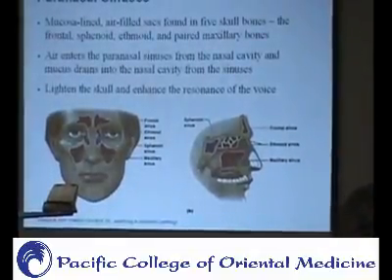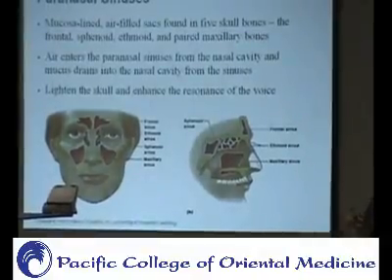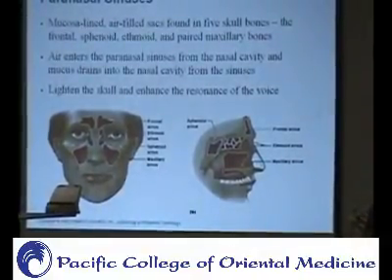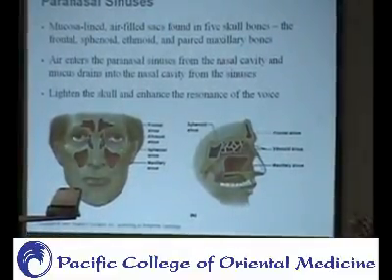And what they do is they make the skull lighter, and they enhance the sound of the voice. And then, as anyone who's had sinus problems knows, those things can get blocked and congested and filled up with fluid and things like that, infected.